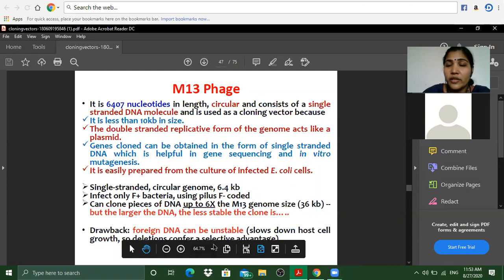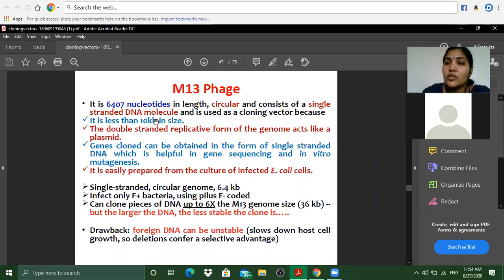Whatever foreign DNA you are trying to insert inside this bacteriophage could be unstable, which can slow down the host growth, and so deletion of several sequences can happen. So that is how the M13 phage vector looks. The properties of the M13 phage we just discussed, we will be using for making a vector out of it.